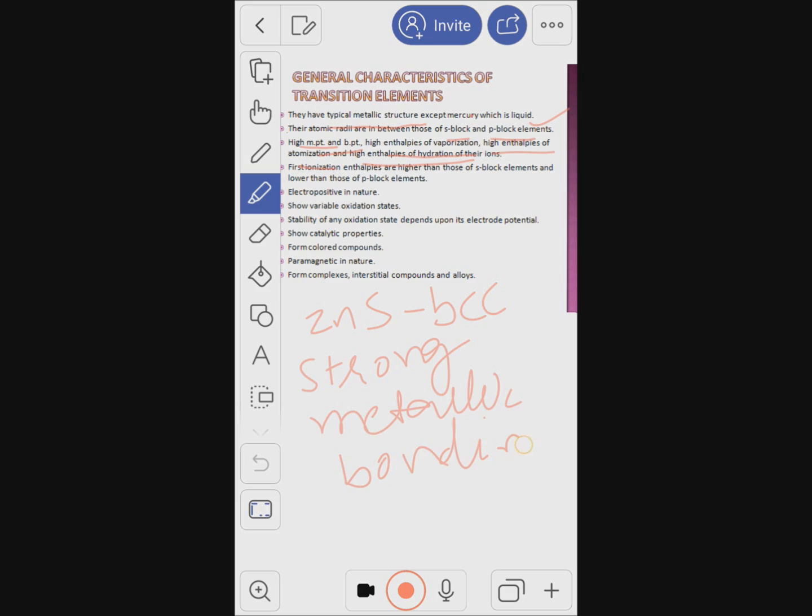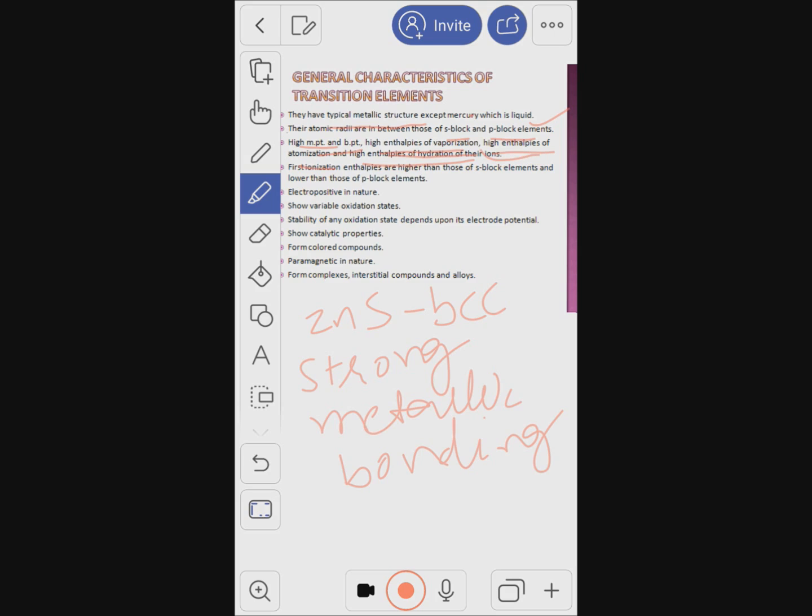As ionization energy decreases, they easily form metallic bonds, and the metallic bonds are stronger than the van der Waals forces of attraction. That's why they have high melting and boiling point. They have also high enthalpies of vaporization. They require more energy to change from one state to other, for example, like from liquid to vapor state because of strong bonding.